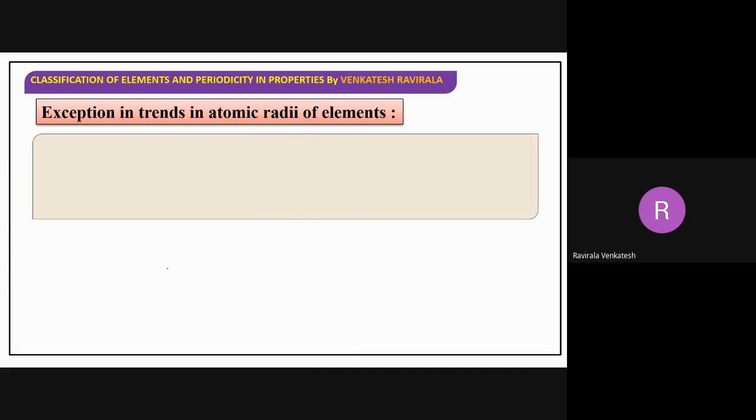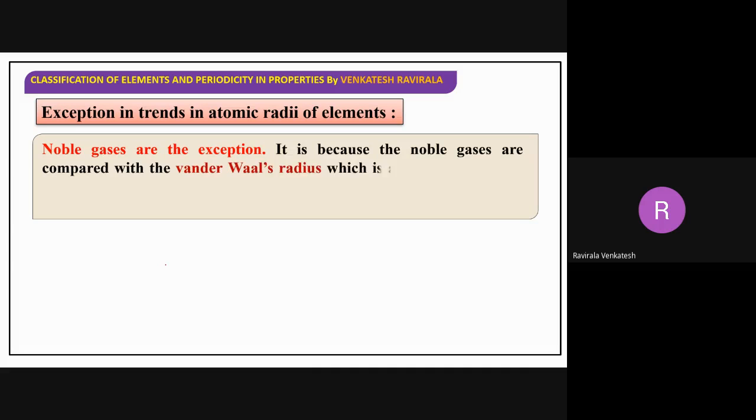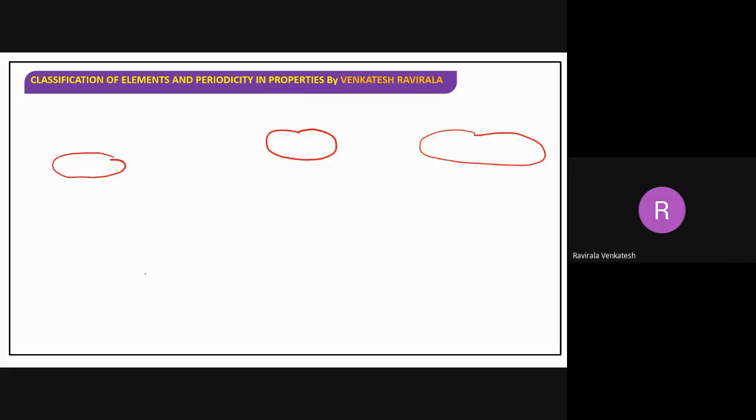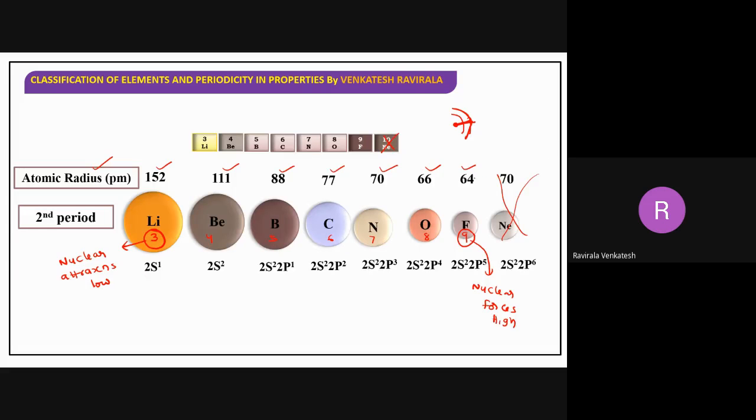Next slide. Some exceptions are there. What are the exceptions? Just now I told you, I'm not taking the noble gases. Here you observe what happened. Suddenly it goes from 64 to 70 here. Well, it should decrease according to the rule, but from 64 to 70 it increased here. Neon, 64 to 70, increased. This you need to observe. This is called an exception.